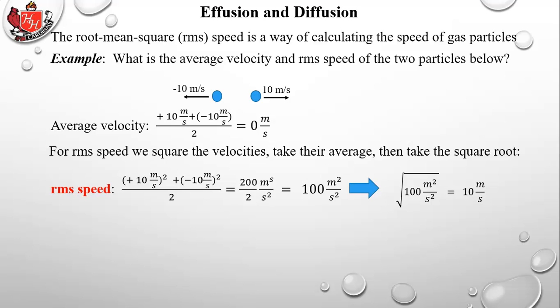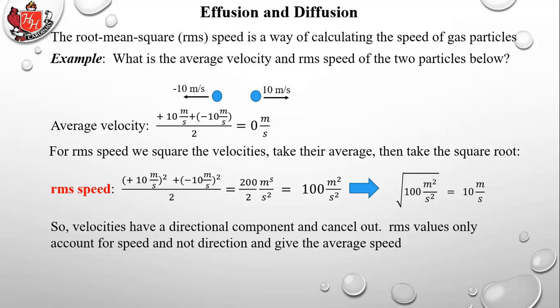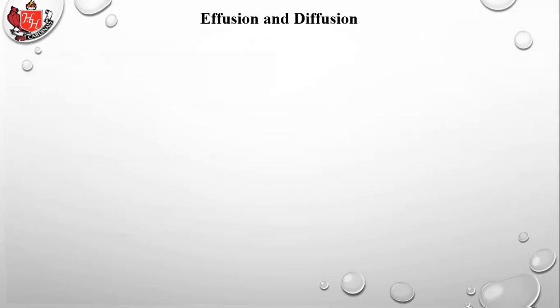If we want to know what the speed of a typical particle is, we don't care what direction it's going in. We just want to know how fast it's going. So the root mean square computed 10 meters per second, which is really what it seems like the average speed of those two particles should be, not 0 meters per second, which is what the velocity gave us. So velocities have a directional component and cancel out. RMS values only account for the speed and not direction, and give the average speed.